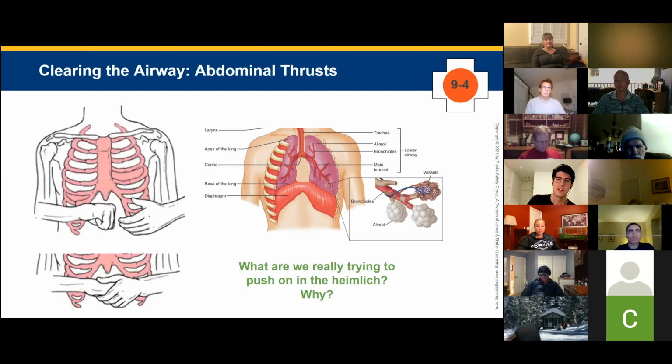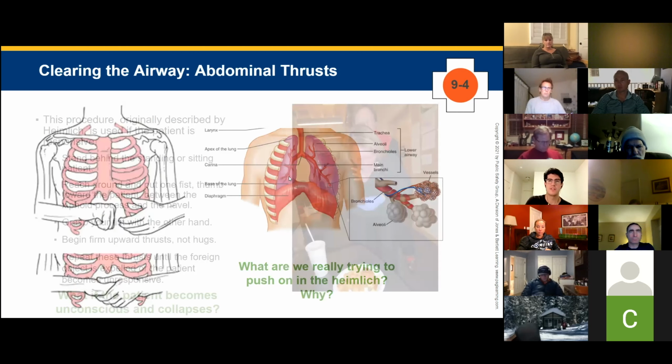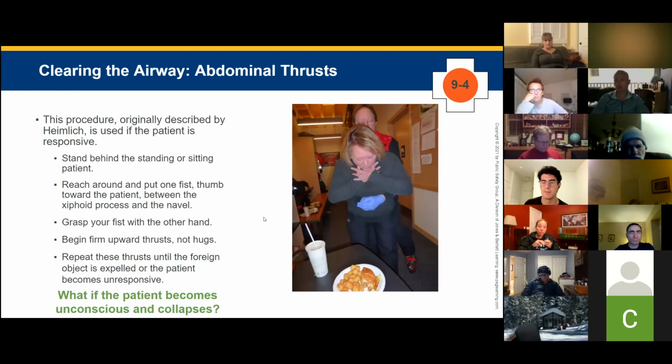So be forceful. And what do y'all think happens if the patient becomes unconscious and collapses? What would happen then? What would you do? I would lay them back and start rescue breathing.